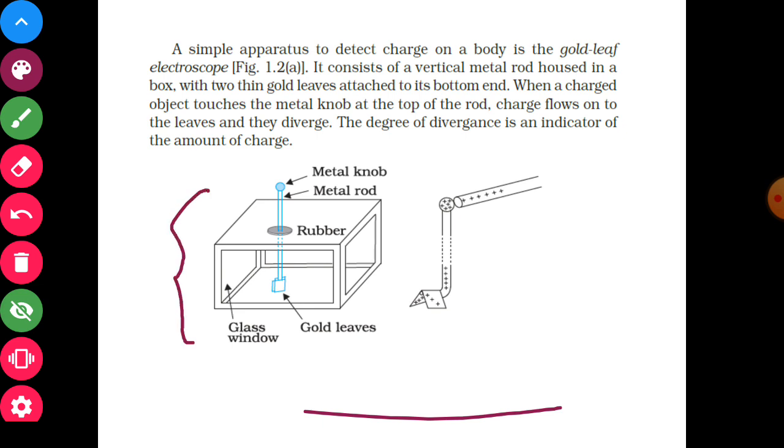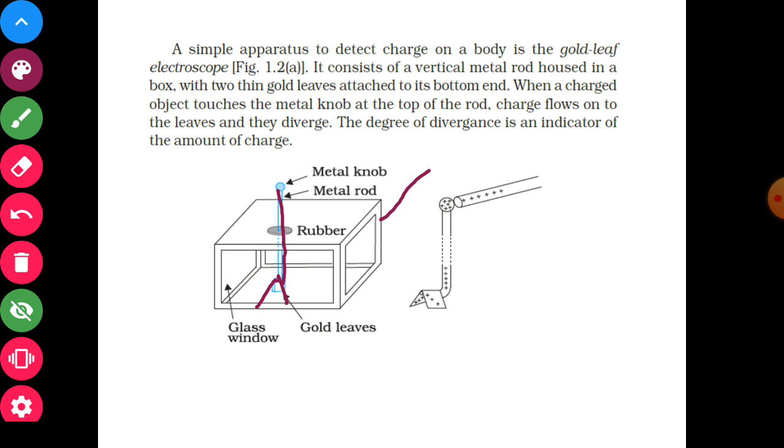Okay, it consists of a vertical metal rod. This is the vertical metal rod, housed in a box. This is the box in which this vertical metal rod is kept or fitted, with two thin gold leaves. These are the two gold leaves which are kept at the end, which is there inside the box.